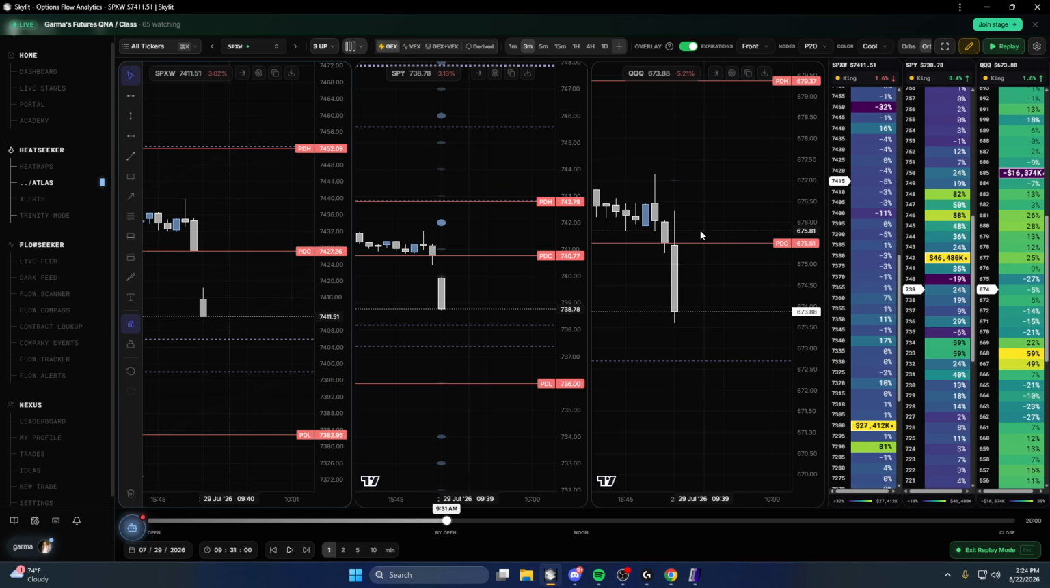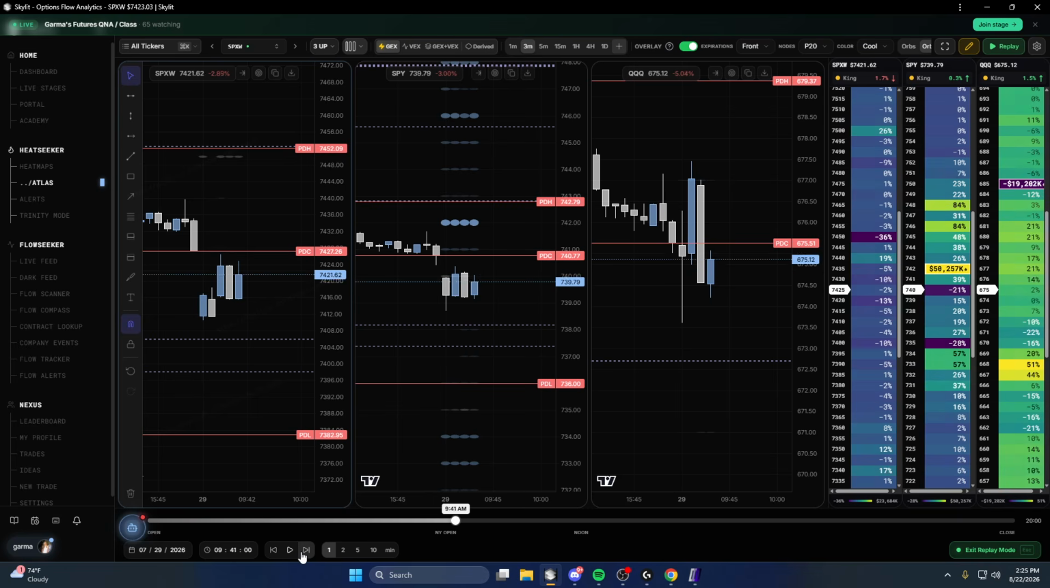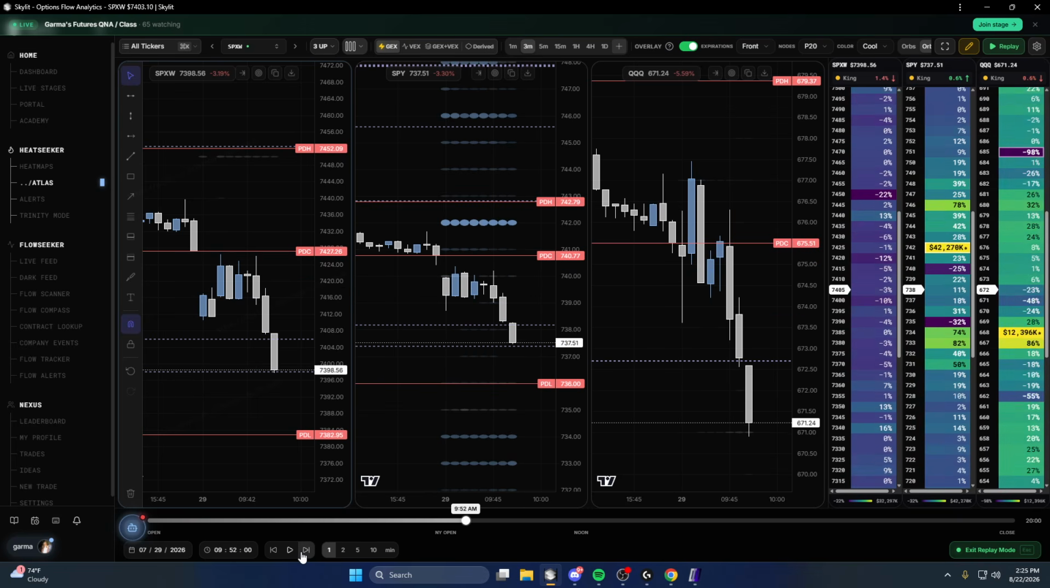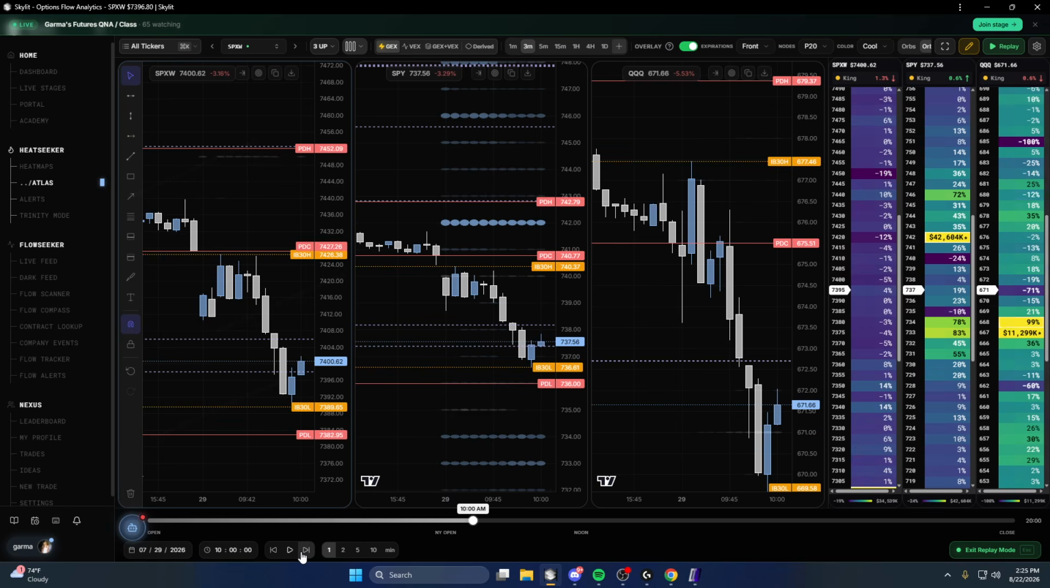But we have 742 on SPY. QQQ's range is 688 to 685, so this is a pretty nasty range. SPX still has that 7300 node pointing down. So I'm going to let the first 30 minutes play and then see if we even get anything with the fib retracement, once that IB high and IB low get set.